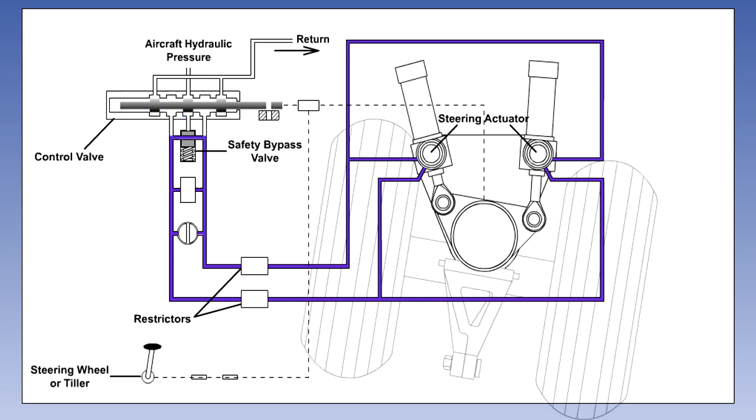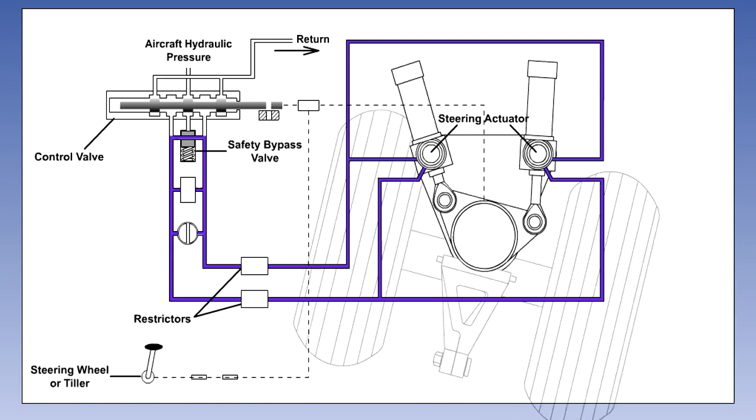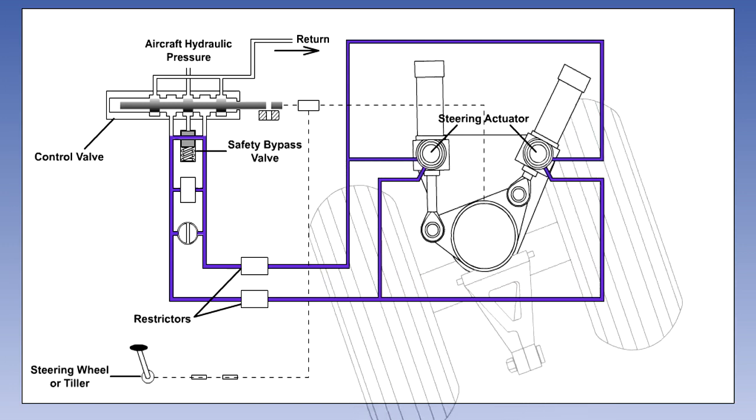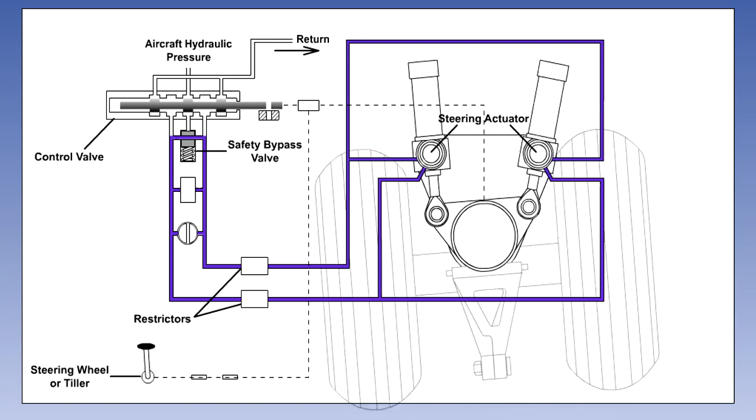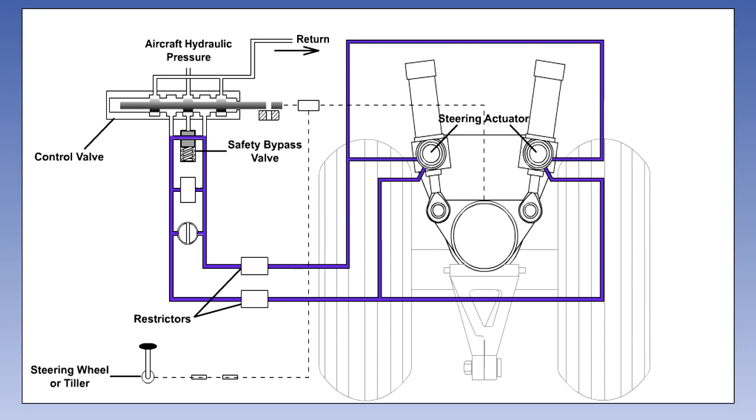If the hydraulic system should fail, the spring will push open the valve, allowing fluid to flow freely between the actuators, thus allowing the nosewheel to caster. Some systems allow a limited amount of manual steering in this circumstance via the follow-up linkage.